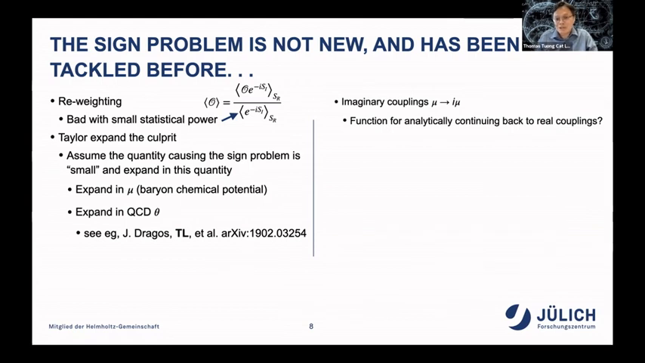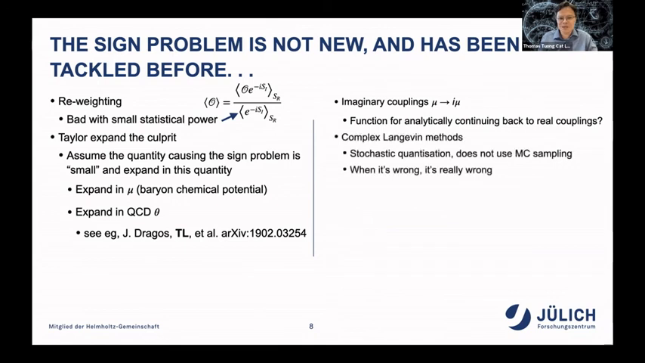Or you could take the term that's causing the problem and just analytically continue it into the imaginary plane, very similar to what we do with imaginary time. The issue here is then, once you do your calculation, how do you analytically continue back to the real plane? There are issues about how one does that, and I think it's an open-ended question. And of course, people have heard about complex Langevin methods using stochastic quantization. It's not really Monte Carlo sampling. It works great when it does, but when it's wrong, it's really wrong. And it's hard to know the demarcation when it does work and when it doesn't.